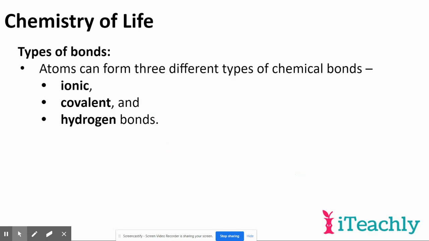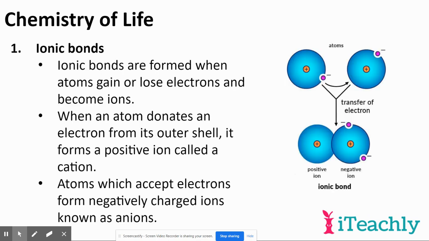Okay, so atoms can form three different types of chemical bonds. Your book actually has van der Waals in it too, which is a weaker bond than hydrogen bonds, but it doesn't go into it here.